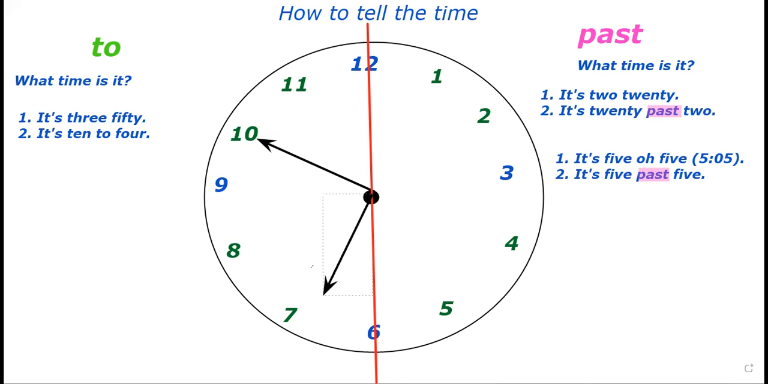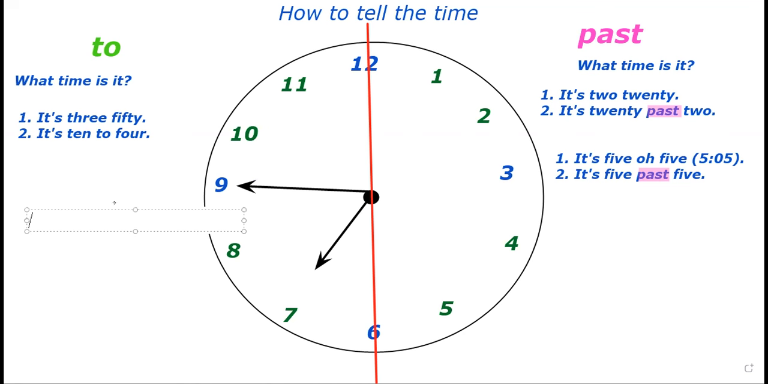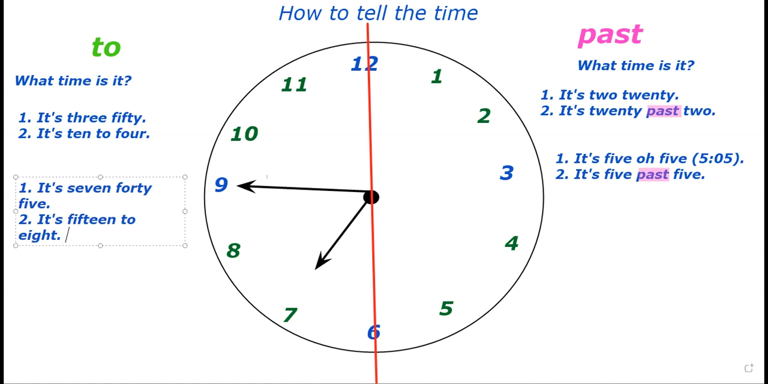Right? Let's see there. What could be, what time is it here? What time is it? 7:45. Okay. It's 7:45. Option number two. It's 15:08. To 8. Beautiful. It's 15:08. Perfect. Now, what happens with this? We're going to see other options right now for this type of examples, okay?